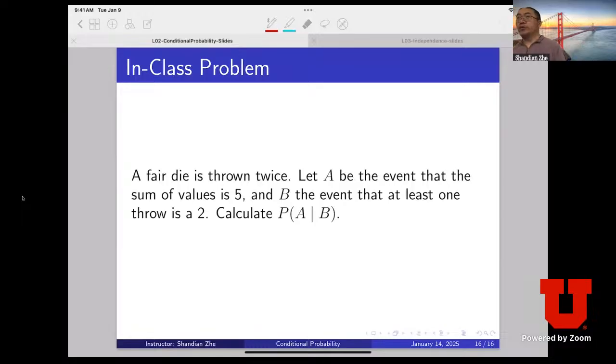Suppose you throw a die, and it's a fair die. That means you throw it, you get equal chance to get point 1, 2, 3 until 6. You throw this die twice, and we consider two events. Event A is the event that the sum of the values is 5.